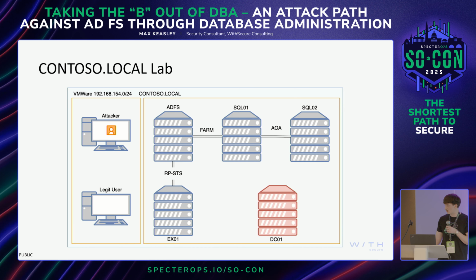Cool. So in this specific lab environment that I set up just for this talk, essentially you have Exchange, which is the relying party, uses Active Directory Federation Services as the security token service, gets information from the domain, which is the contoso.local domain, and then that information is provided by the domain controller. I've also set up an Always On availability group, so you have two SQL servers in a pair, so you get failover clustering.